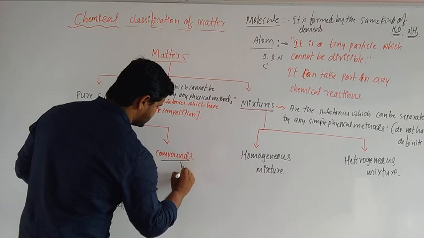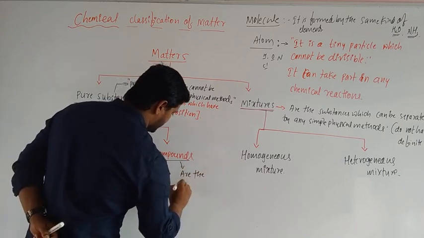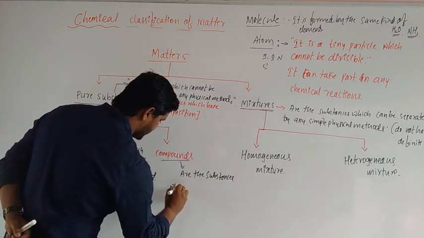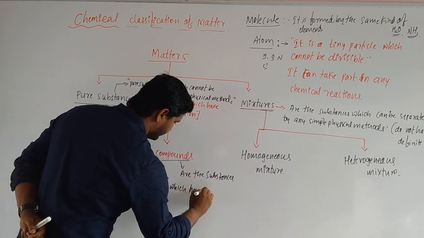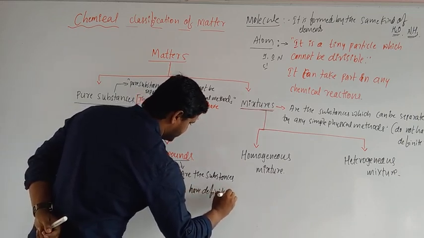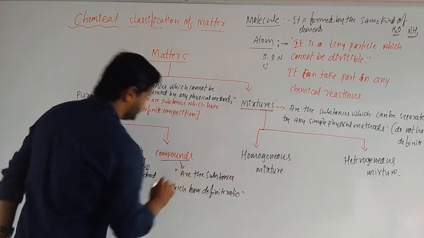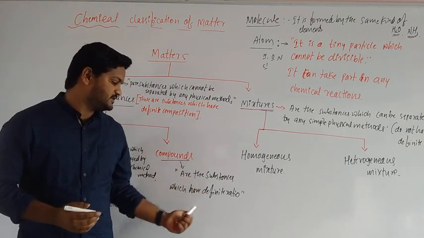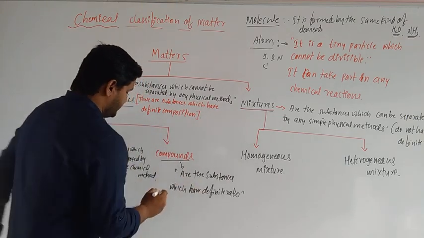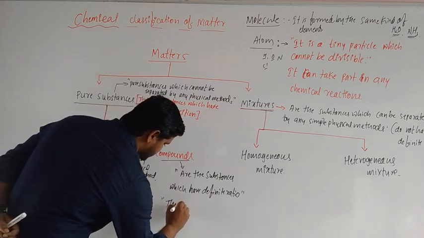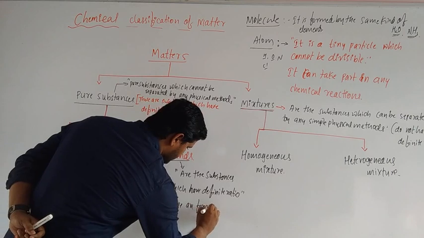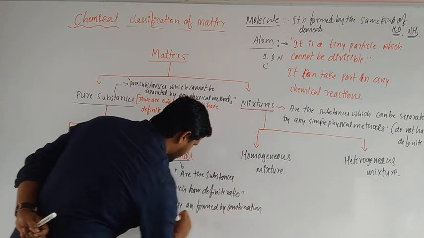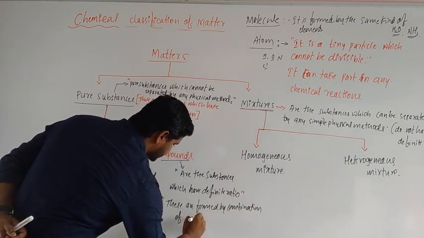Compounds are the substances which have a definite ratio. This is a definition for compounds. Compounds are the substances which have a definite ratio, and these are formed by combination of two or more elements.